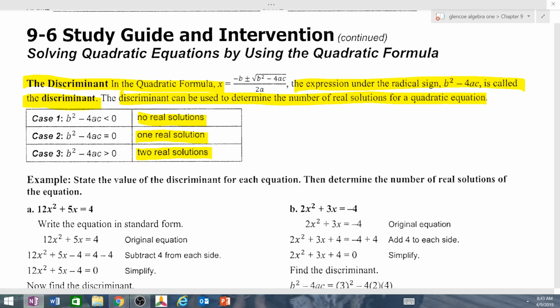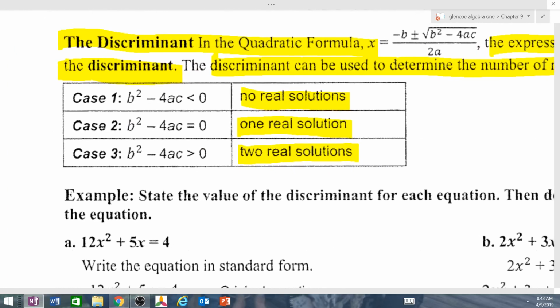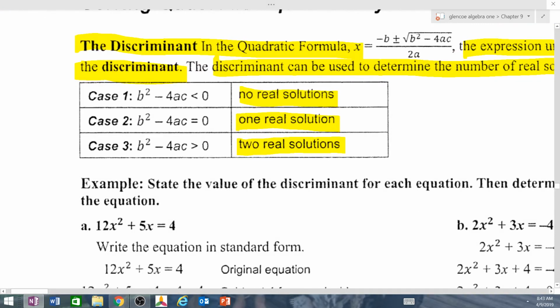We can say in case 1, if they give you a quadratic equation and they say find the value of the discriminant, that'll be your first answer. And the second thing they'll ask is how many solutions are there? So you're going to take the numbers and plug them in. You don't do it under the radical, you're just going to plug it into b squared minus 4ac.